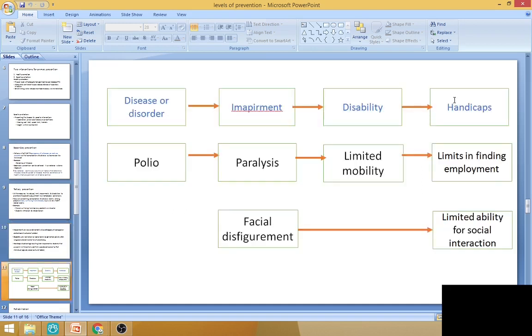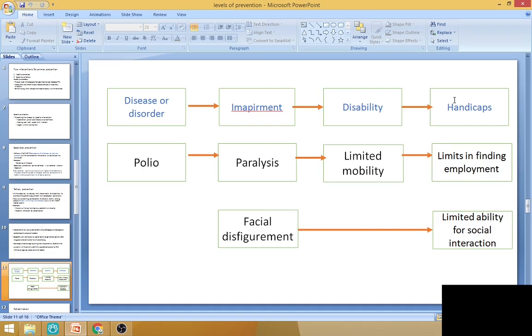So now let's see these examples. Okay, disease or disorder will be there. Sorry, the impairment spelling is wrong. Impairment, disability, handicap. Okay, so if the disease is polio, for example, polio causes paralysis, which is the impairment. Understood? Because of that paralysis, the person is not able to perform daily activity, that is limited mobility, and that belongs to the disability.